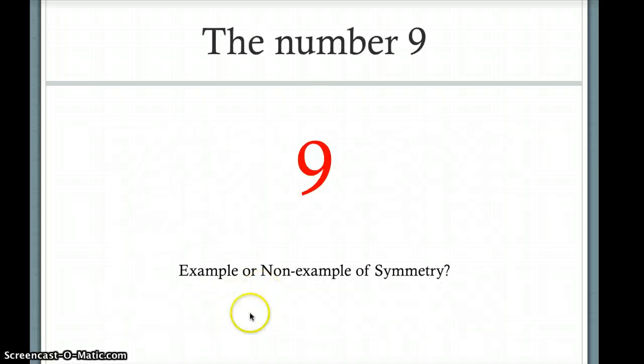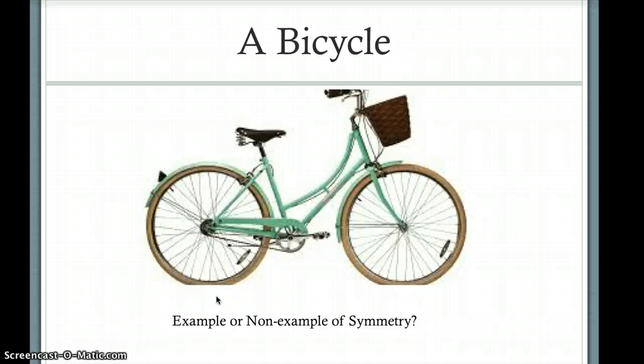The first image is the number 9. Is the number 9, in your opinion, an example or a non-example of symmetry? So write the number 9 either under examples or non-examples. Okay, next image. A bicycle. Is this picture of this bicycle an example or non-example of symmetry? Take a close look. This is just a prediction based off of what you think the definition is.